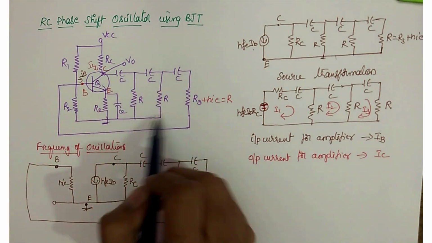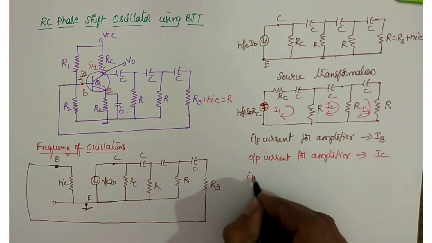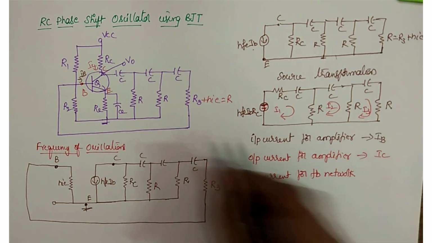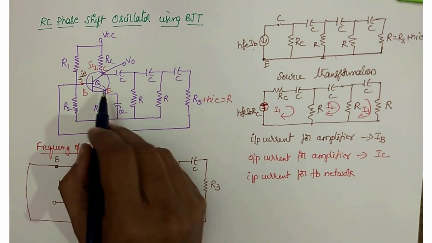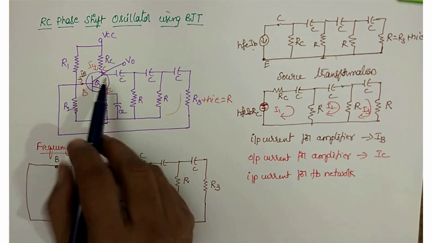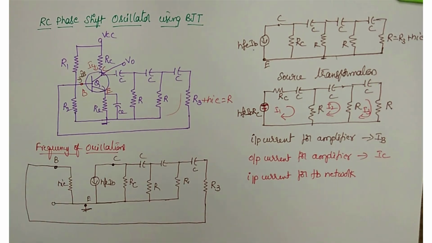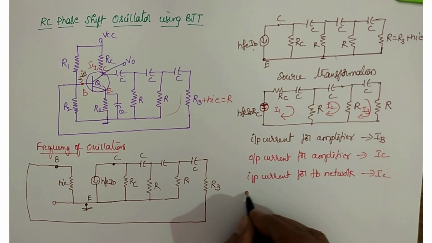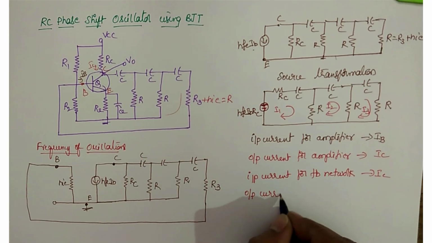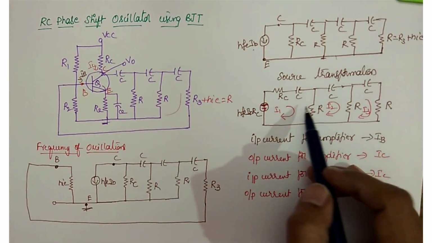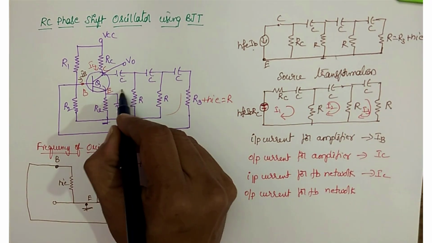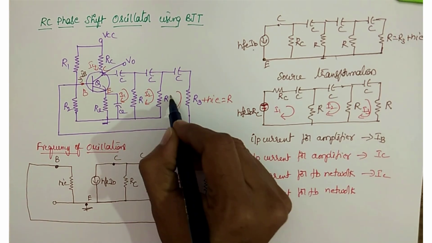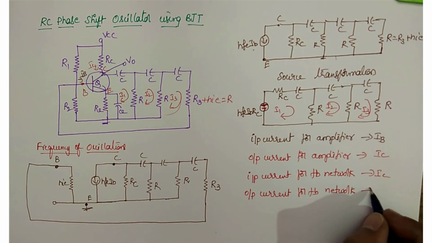And all of this is the feedback network. So what is the input current for the feedback network? The output current of the amplifier is nothing but the input current of the feedback network. So this is the feedback network, you are giving input like this. So the input current for the feedback network is IC. What is the output current for the feedback network? See this, we assumed three currents. Here is I1, here is I1, here is I2, here is I3. So what is the output current? I3.